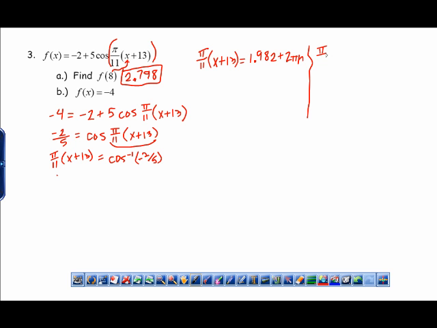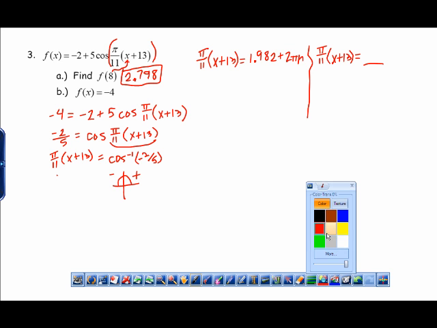Okay, now let's look at the other one. The other one would be pi over 11 x plus 13 equaling the negative value. Okay, let's think about this. The restricted range for cosine puts you in quadrant 1 if the ratio is positive, and quadrant 2 if the ratio is negative, which is the case here. Okay, so I'm going to switch colors here. 1.982 is definitely between half of a pi and a full pi. So I'm in quadrant 2.